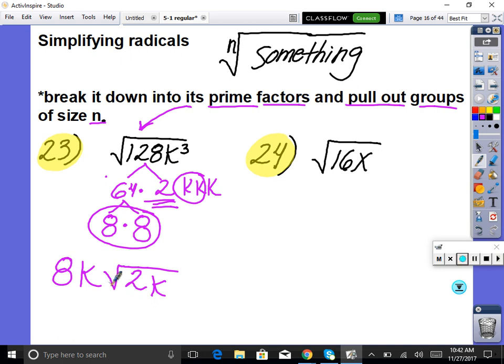Okay, let's do 24. Square root of 16x. What's the square root of 16? And then can x leave? There's not 2 of them, so 4 root x. Does everybody see how this is pretty easy stuff?